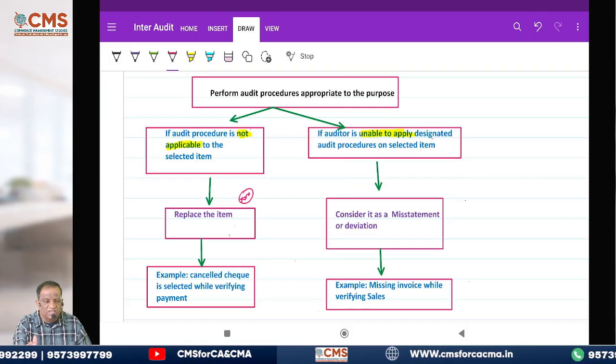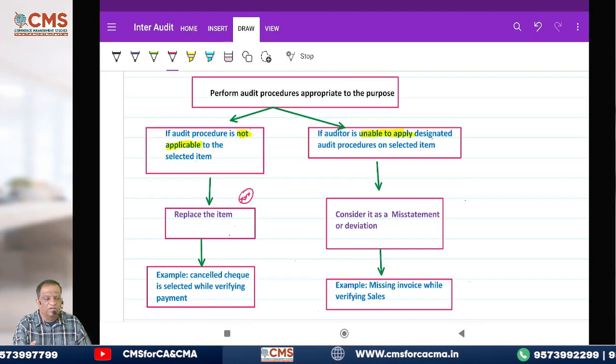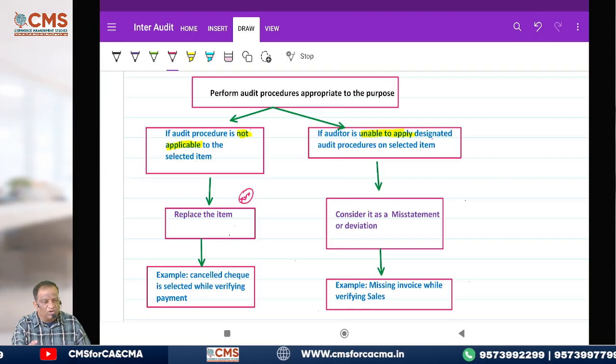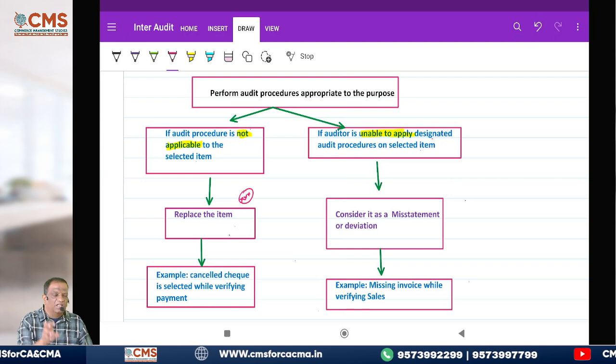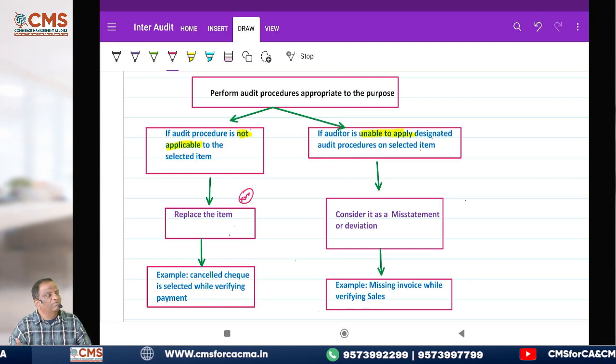But in the second case, the auditor is unable to apply the designated audit procedures to the selected item. The item is correct, but the auditor is not able to perform it. Like a missing invoice. I am verifying the sales, and I selected 10 invoices, but for one invoice, when I ask the client, the invoice itself is missing.